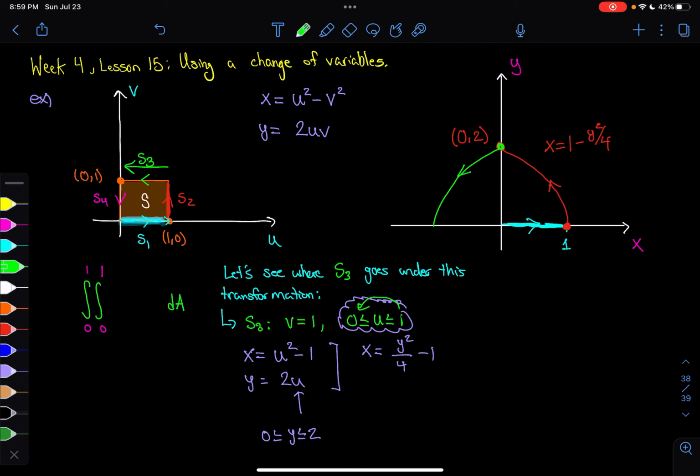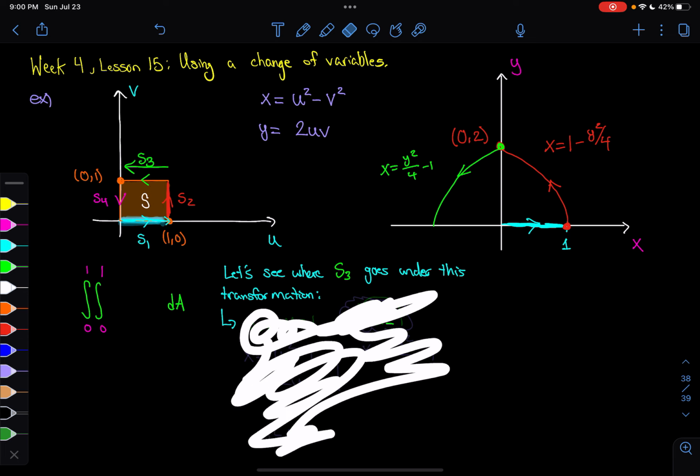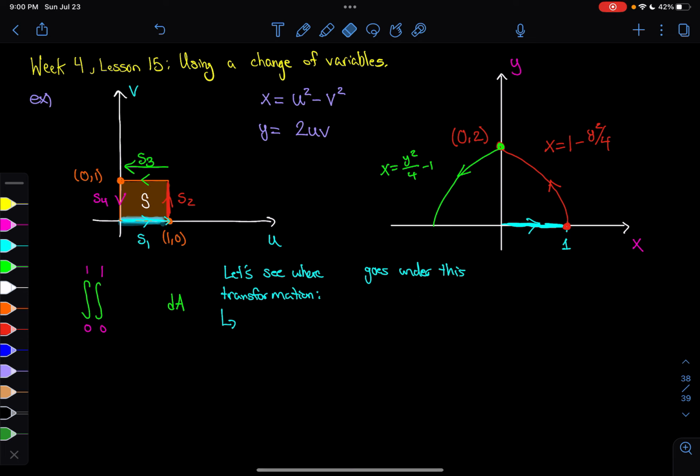So that little green piece is this x equals y squared over 4 minus 1 as y goes from 2 to 0. And so we're going to cap things off by doing the pink piece, and that's going to kind of be, well, this won't be the end. I'll do one more short thing with this video.